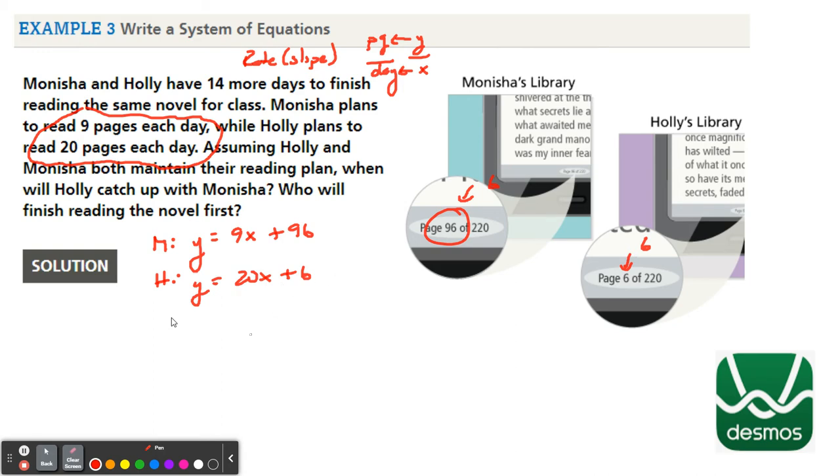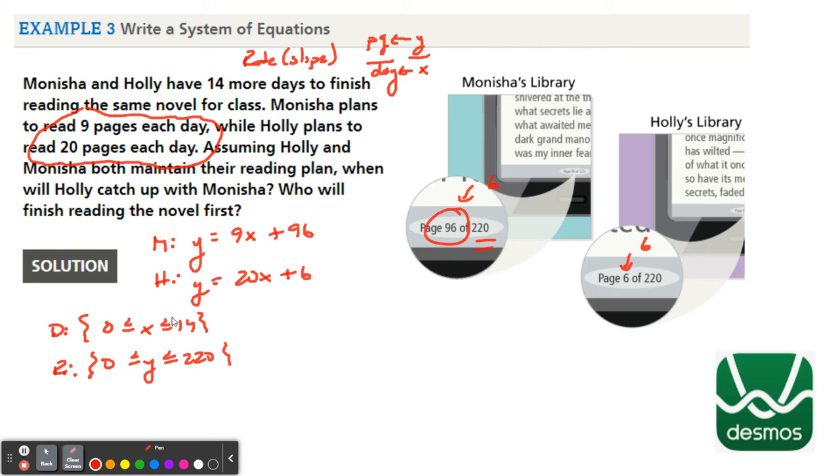So now we're going to graph this in Desmos. I want to talk about the domain and range real fast so we can create a nice window in Desmos. For our domain, our X's, they have 14 more days to read the book. So X are the days, so our domain is between 0 and 14. If you recall from lesson 3.1, I think, that's how we create that domain. And then the range would be the number of pages in the book. So 0 less than Y, less than or equal to 220. Okay? So days and pages.